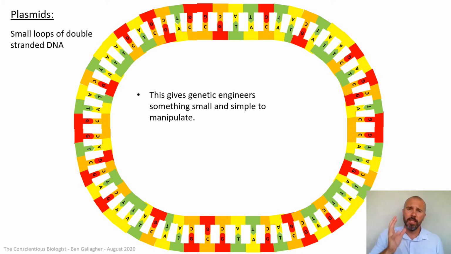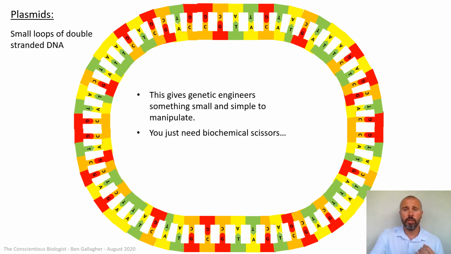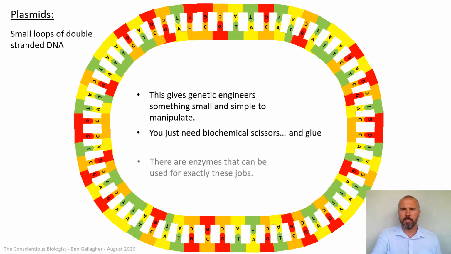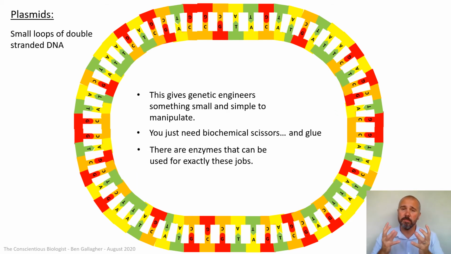Now, this gives genetic engineers something small and simple to manipulate. You just need biochemical scissors and glue. Because think, if you're going to manipulate this, if you're going to put something new into it, you need to be able to snip it open, put your gene in there, and glue it into place. Now, thankfully, there's enzymes that can be used for exactly these jobs. There's two specific types of enzyme that can cut DNA open. Those are called restriction endonucleases. You don't need to know that term, but it's a nice little bonus term to throw in there.